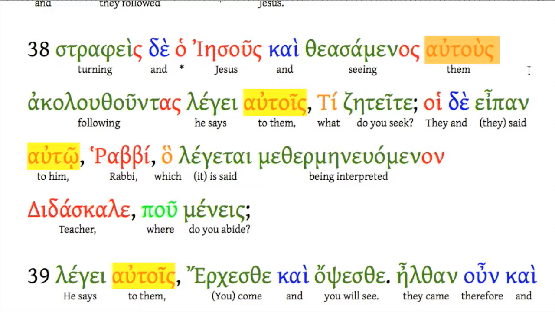Accusative, plural, and masculine. Because we're talking here about the people that are following Jesus, okay? And it's the disciples following him. But, okay, he's seeing them, so that's accusative. They're receiving the action of that verb. And then he says to them. Notice how autos became autois, to them.